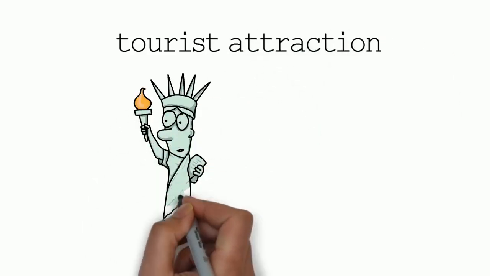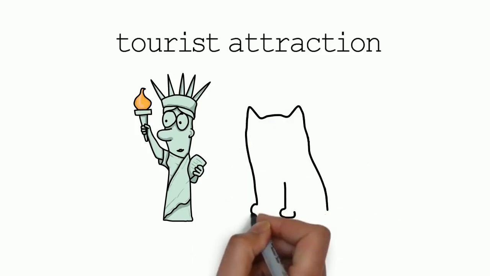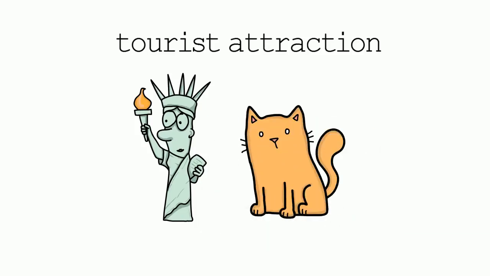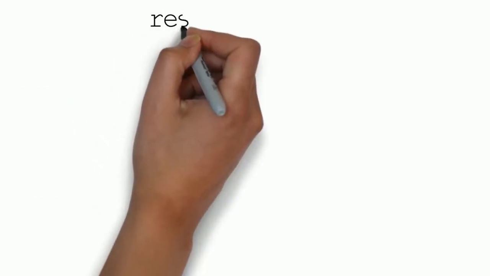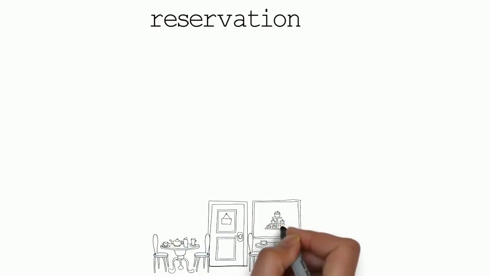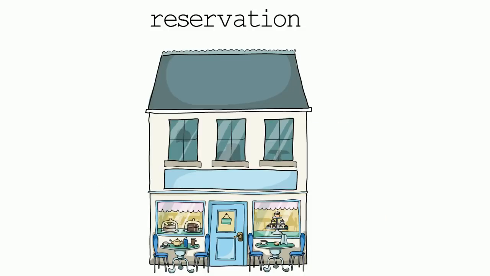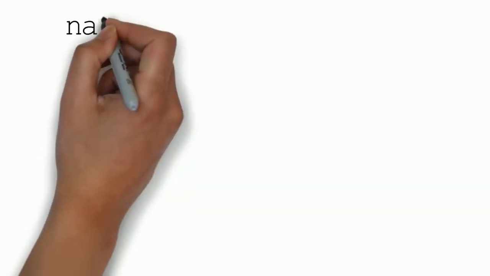So first of all, tourist attraction. What is a tourist attraction? Something like the Statue of Liberty, an important destination for tourists, or maybe the Eiffel Tower in Paris. A reservation. You might need this when you're going to a restaurant or a hotel when you're traveling, like when Mr. P visits this American cake shop.